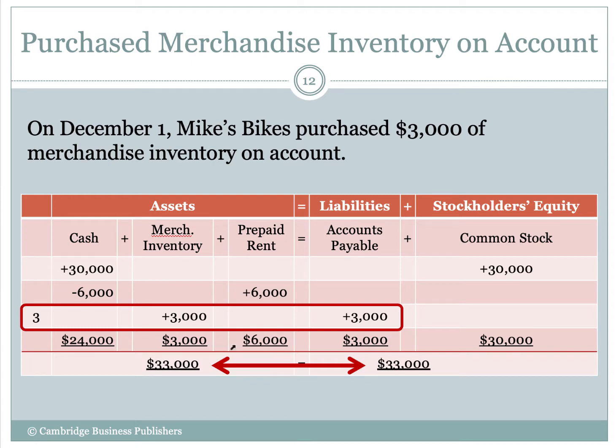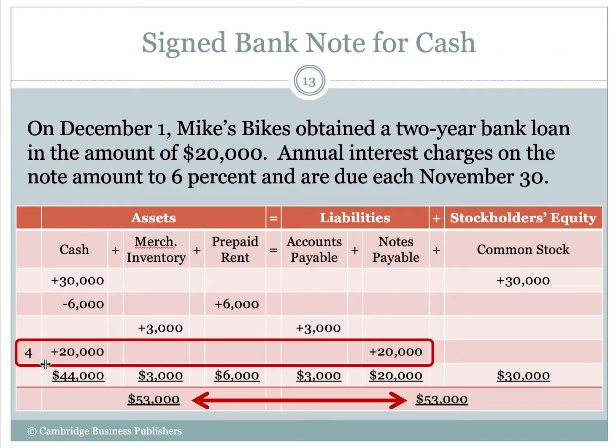Well, how do you know that? Because I added up all my assets. My total assets equal $33,000. What about my liabilities and stockholders' equity? Well, I take the original $30,000 of stockholders' equity that I previously recorded, and I add my liabilities of $3,000. Assets equal liabilities plus owner's equity. Okay, let's look at the next transaction. On December 1st, Mike's Bikes obtained a 2-year bank loan in the amount of $20,000. Annual interest charges on the note are 6% and are due November 30th.